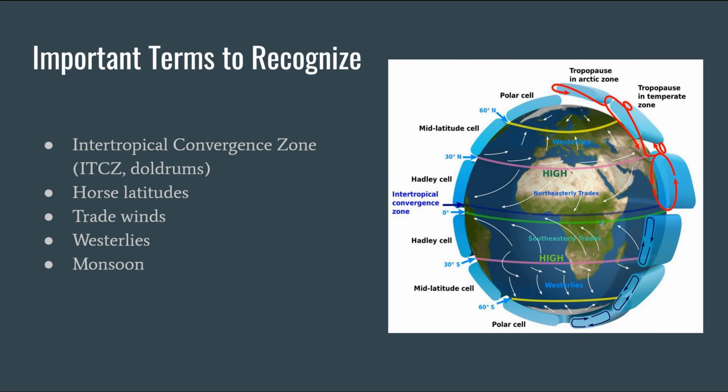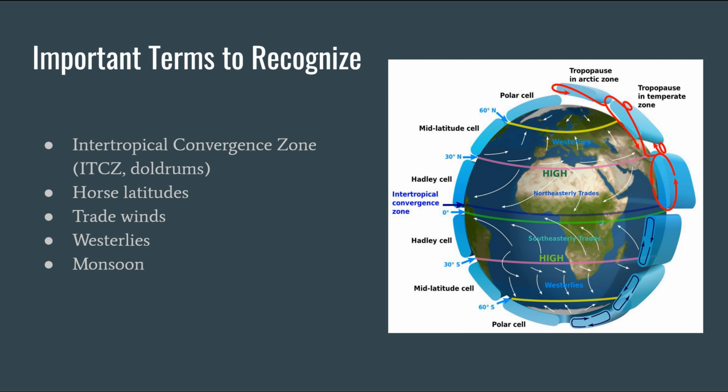So a couple of important terms to recognize. First is the ITCZ, the Intertropical Convergence Zone. Essentially this follows along the thermal equator, where the trade winds meet once again. It's an area of low pressure since warm air is rising, and it's generally subject to pretty unpredictable storms because the air is rising.